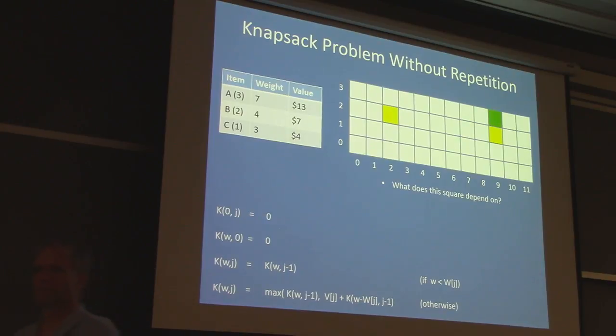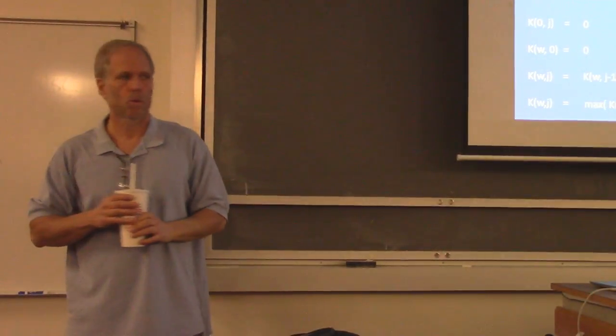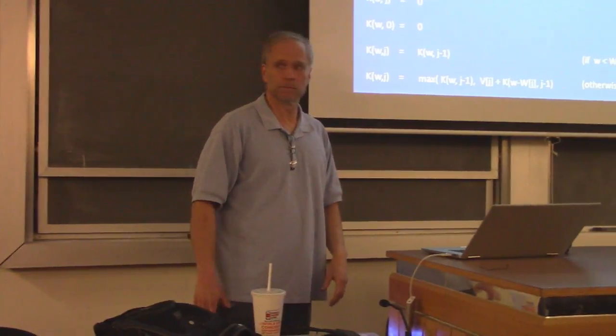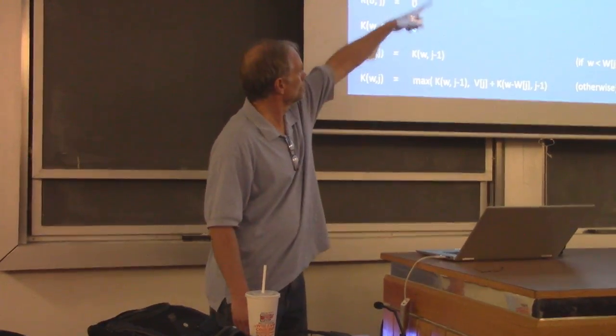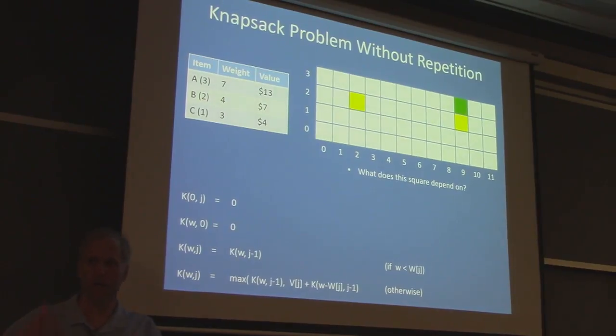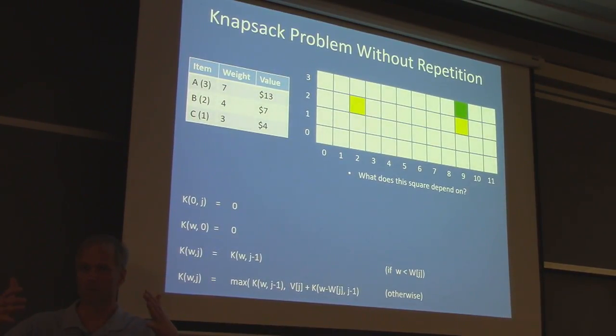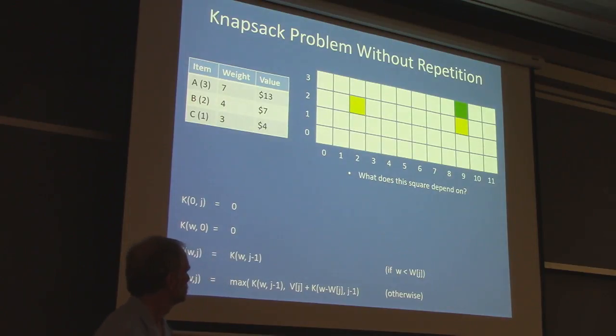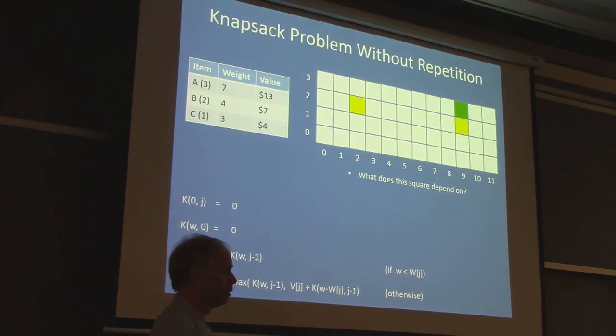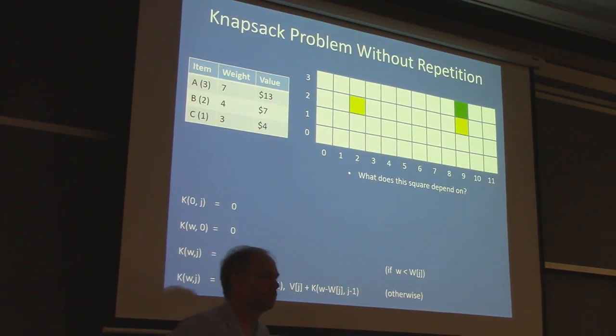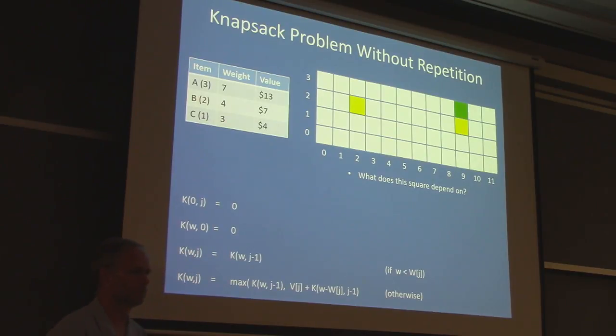Yes? How come we don't have to consider items 1 and 2 right now? Well, we're going to consider them next. At this level of recursion, we are deciding whether or not to take an item of type 3. Once we've made that decision, now we've reduced it to where we're considering fewer items. So at lower levels of recursion, we choose items 2 and then item 1. Yeah? So is the v of j down there, is that the green square? No, v of j is the value of item j in the table up there. 13. Yeah.